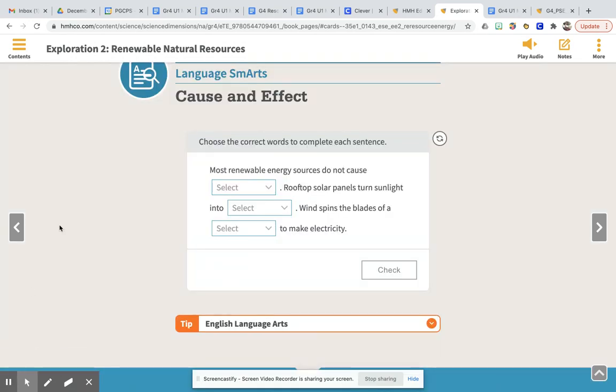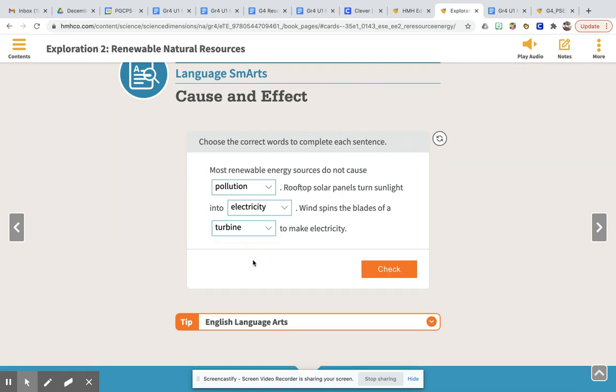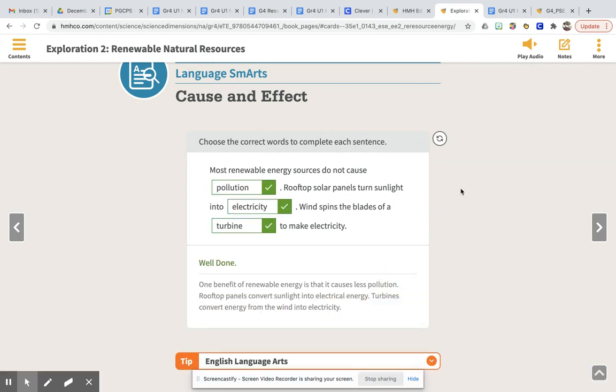All right, guys. Well, we've got one last quick check for today. It says most renewable energy sources do not cause blank. Most renewable energy sources do not cause, that's right, pollution. Rooftop solar panels turn sunlight into, that's right, energy. And then wind spins the blades of a blank to make electricity. Wind spins the blades of a turbine to make energy. All right, great job today, guys.